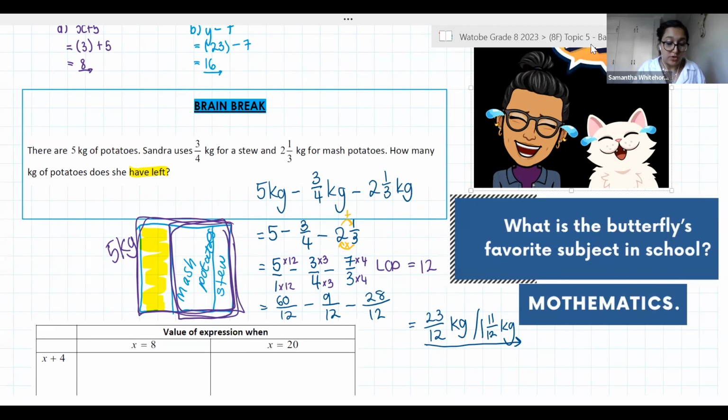So I would take a screenshot if I was you. Even though this was a brain break, this is the sort of word problem solving question we could ask you in a test. And so it's good to see how you would approach something like this.